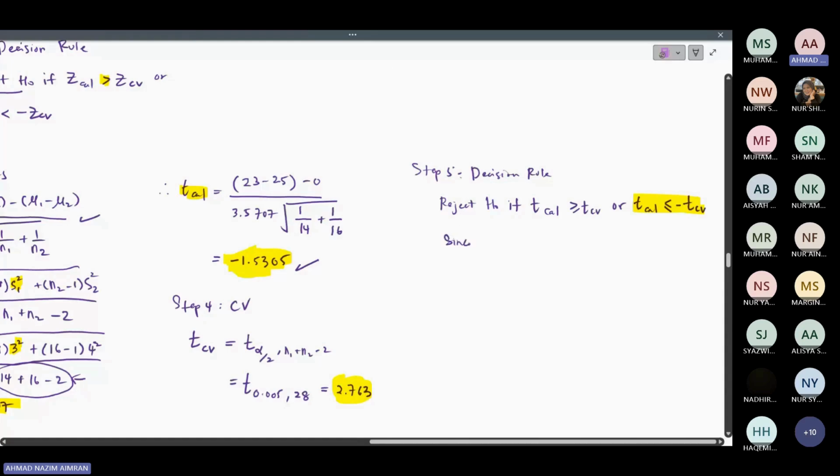We will compare the T calculated here with the negative T critical value here. So since T calculated is equal to negative 1.5305 and the T critical value is equal to negative 2.763, you need to add a negative sign in front. Is negative 1.5305 greater than or less than negative 2.763? It is greater than.